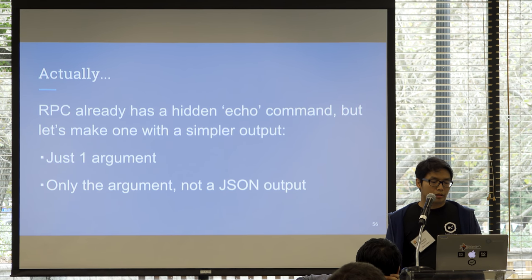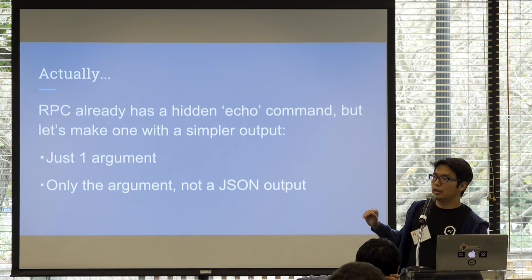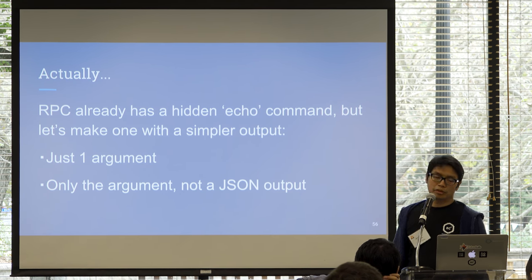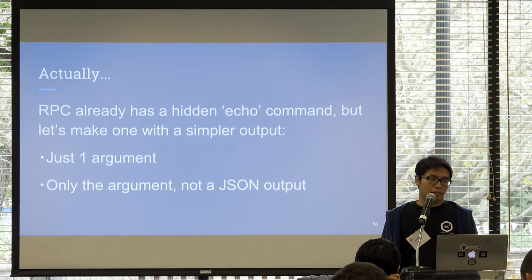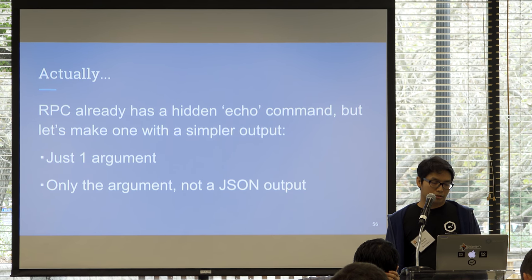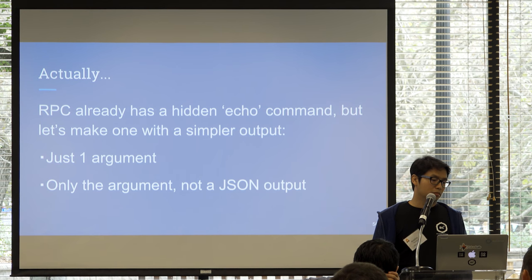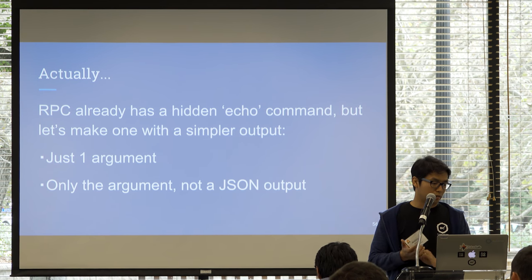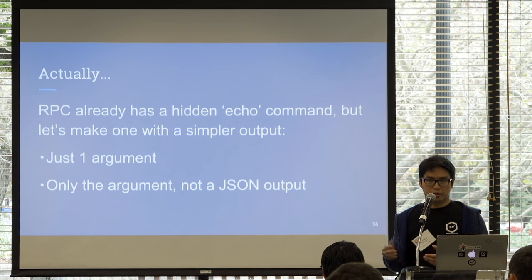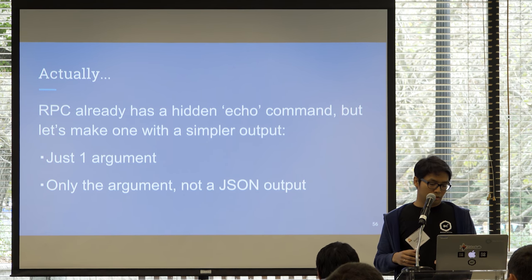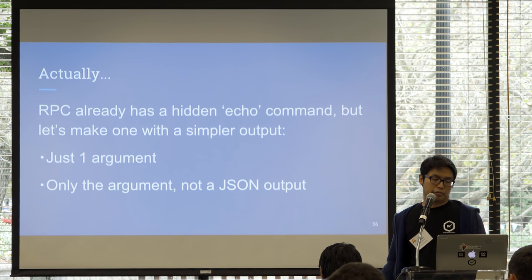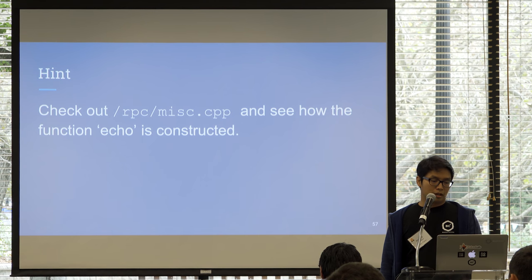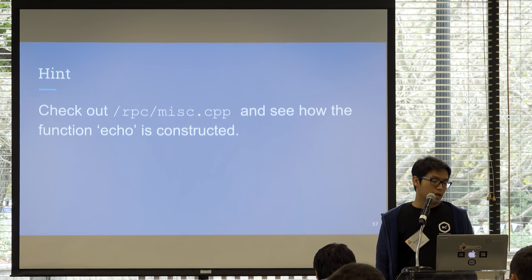In actuality, if you look at the code, it already has an echo command, and it's hidden. If you run help, it doesn't show up. It's specifically there for you to try out. But just for practice, if you want to do it just for kicks, try to make a simpler one. For example, one argument, and instead of a JSON output, it spits out a string. As a hint, you can check out miscellaneous CPP.